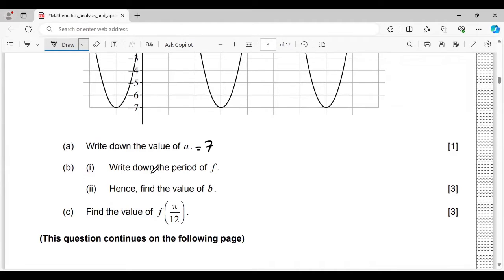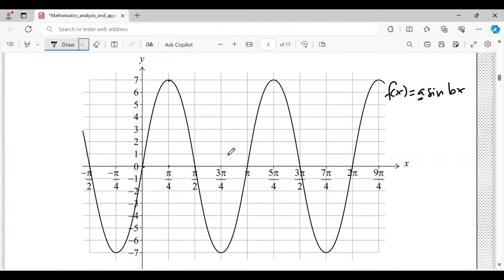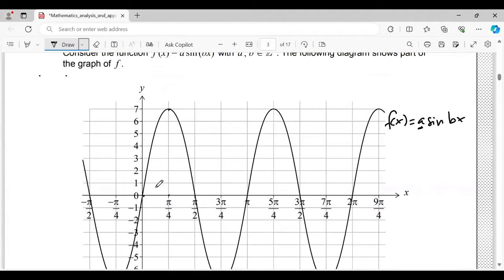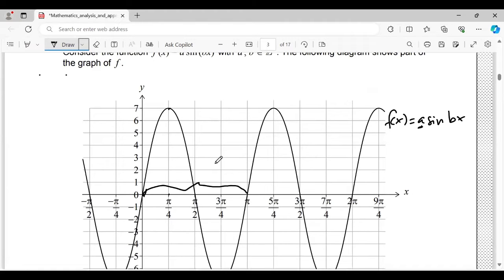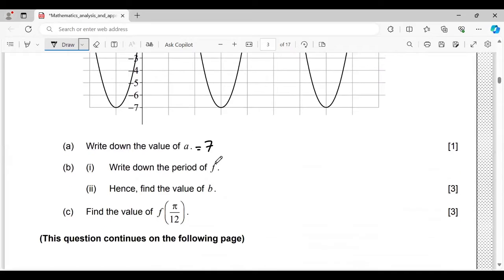Next, write down the period of f. The period of f(x). Look, this is the period, from this point to this point. This is one period. So one period is 0 to pi. So the period is pi.